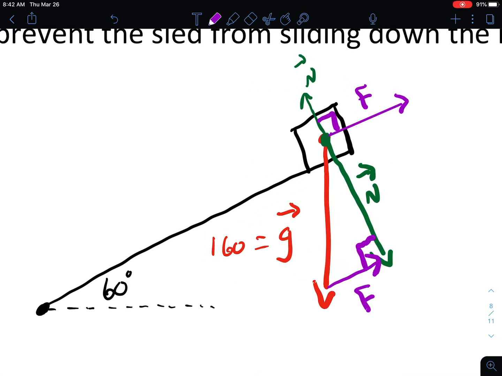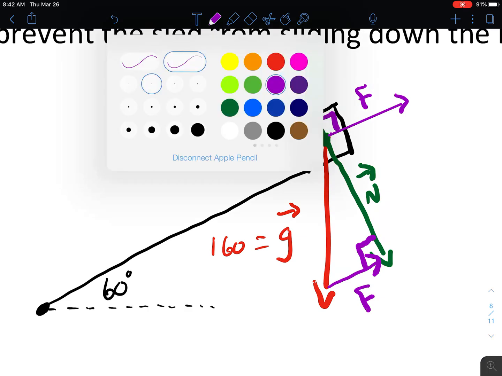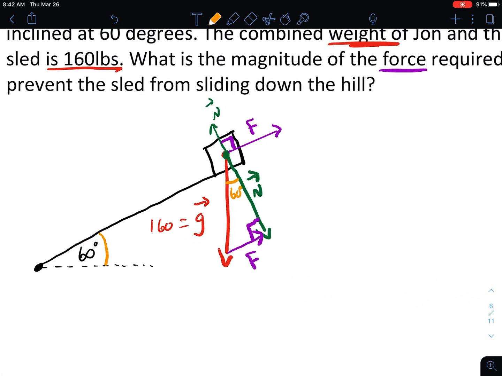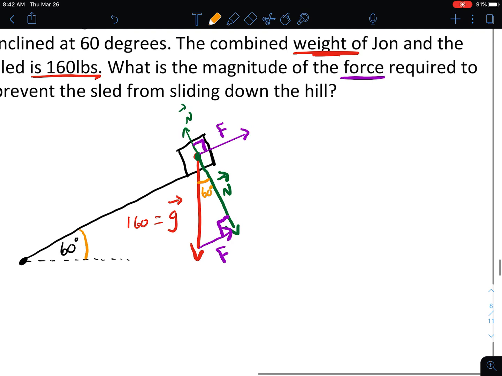Now, the other thing we have to do is figure out what the angle would be between the gravity and the normal force. Well, if I had a perfectly flat surface, the angle between the gravity vector and the normal force vector would be 0. But when I incline my plane by 60 degrees, I create a 60-degree angle between those two forces. So I have a 60-degree angle in there.